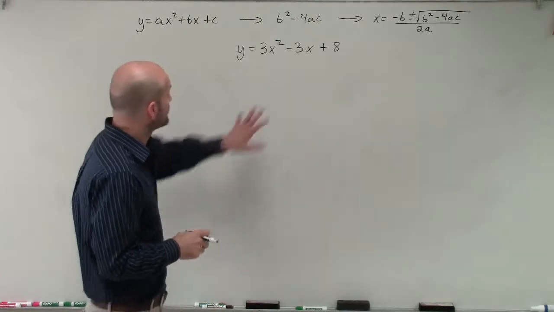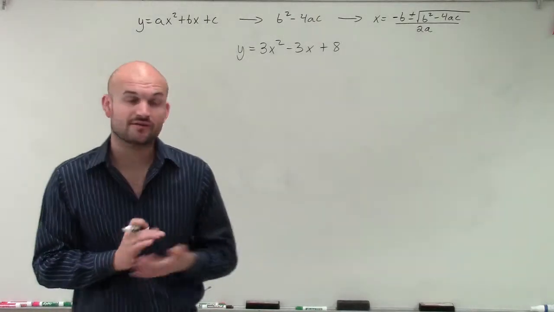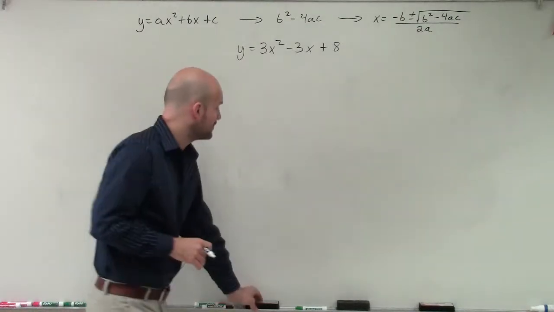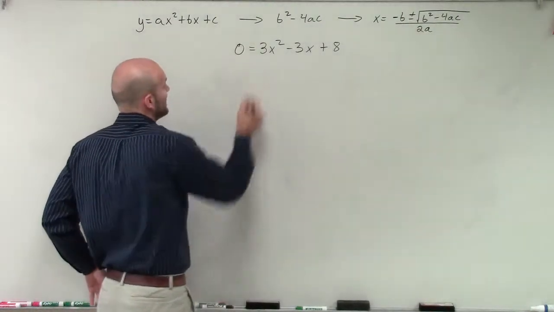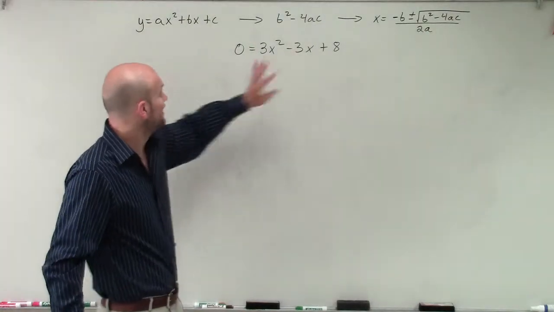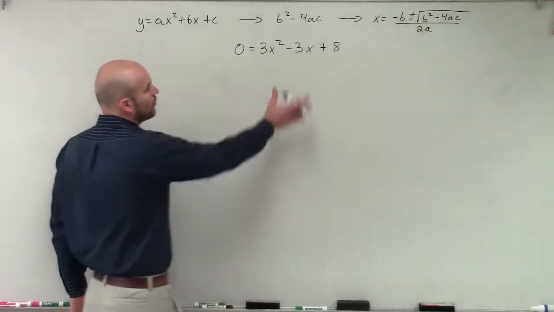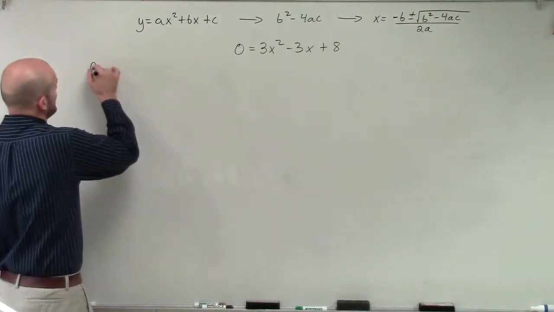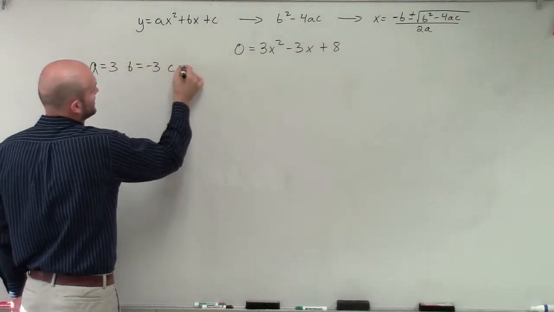Welcome. So what I'm going to do is show you how to solve this by applying our quadratic formula. We want to find the values of x that are going to make this equation true when our output value is equal to 0. The main important thing is to make sure that our quadratic equation is in ax squared plus bx plus c format. Once we have it in this format, we can determine our a, b, and c. In this case, a equals 3, b equals -3, and c equals 8.